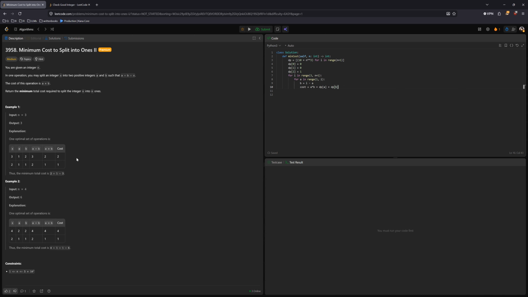Xbox controller disconnected. Xbox controller disconnected, huh? Yeah, let's see here.